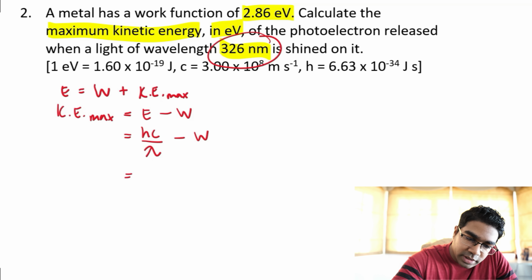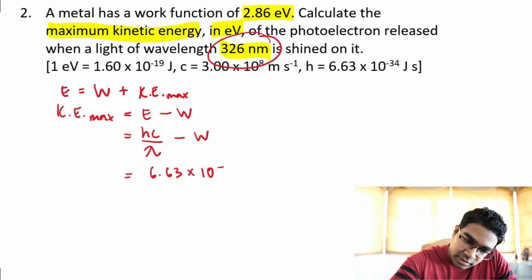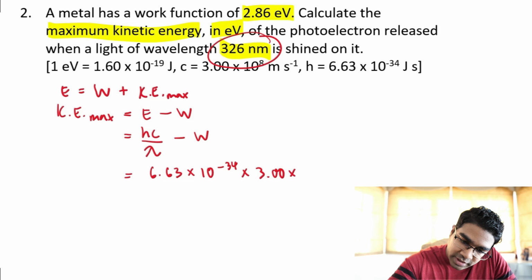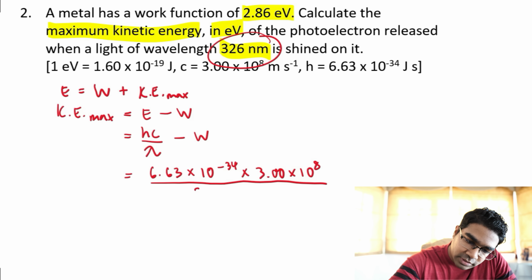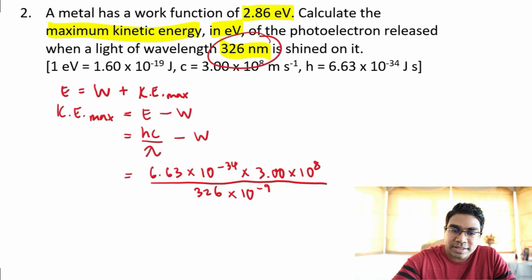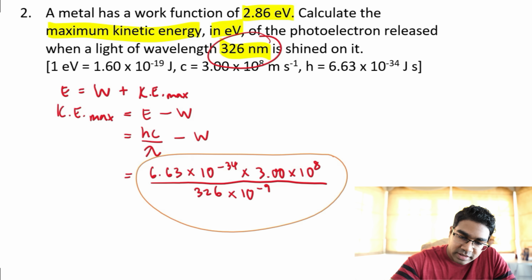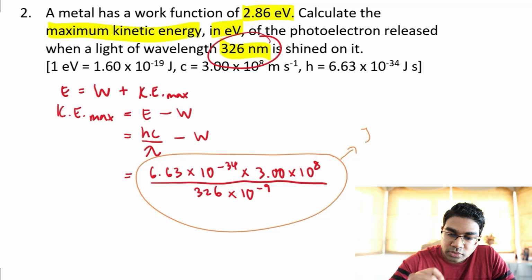So h again, 6.63 Planck's constant, times 10 to the power negative 34, times 3.00 times 10 to the power 8, divided by the wavelength. The wavelength here is 326 nanometers, so 326 times 10 to the power of negative 9. Now the value that we get from this calculation will be in joules.